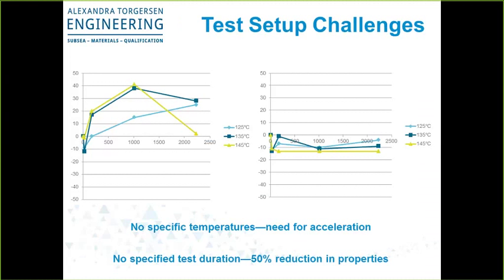So if you could, there you go. So one of the test setup challenges is that you don't have the specified temperatures, but you do need to have some kind of acceleration in order to get meaningful results. And also, there's no specified test duration, but within the standard, it's asked for at least a 50% reduction in properties. This is often interpreted as not more than, so if you pass the 50%, you're actually failing the test. It was intentionally made so that you should pass the 50% mark so that you get good degradation properties so that you can extrapolate with.